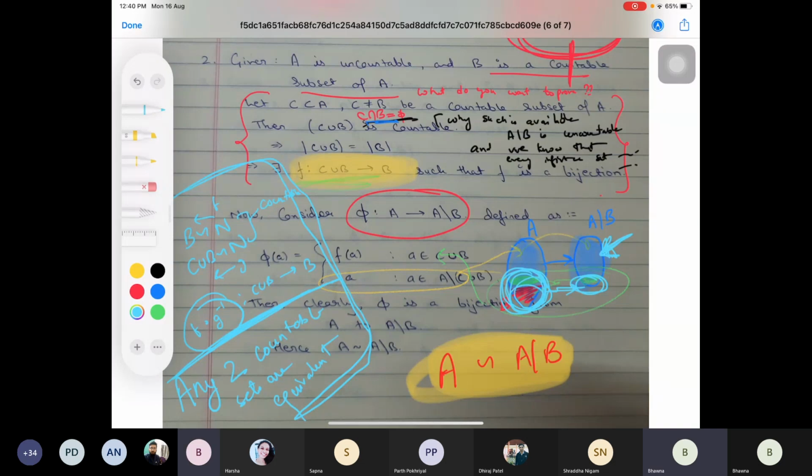Ma'am, myself Rohit. My question was that, ma'am, you have used the condition that why such a set is available, A minus B is uncountable. The black color one, yes ma'am, I understood. Ma'am, how can you say like that? And you have said that we are not using the continuum hypothesis. Then how can you say like that?